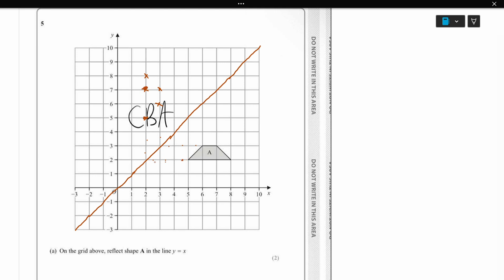So 1, 2, 3. So this one, 1, 2, 3, 4, 5, 6. Yeah, this point is going to be here. Then this is the reflection.